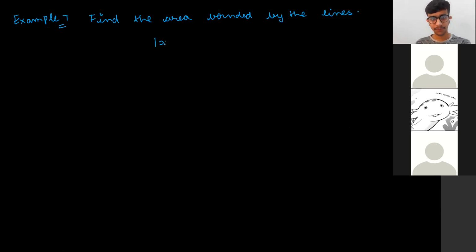Example 6, example 7. Find the area bounded by the lines mod of x plus mod of y is equal to 1. So I've written bounded by the lines, but I've given you only one line. So is it only one line or a group of lines?